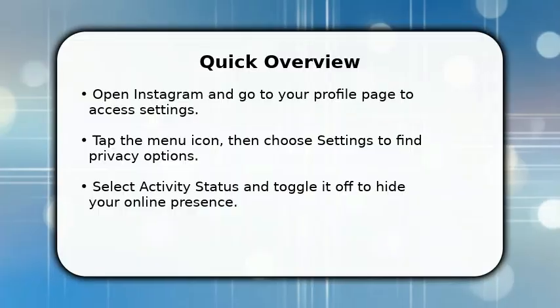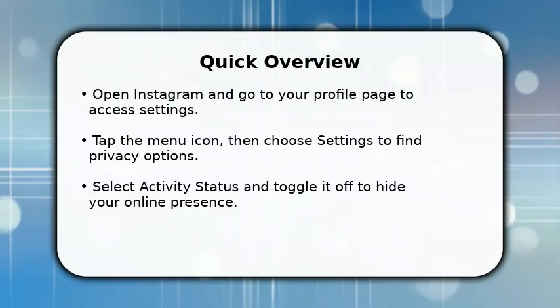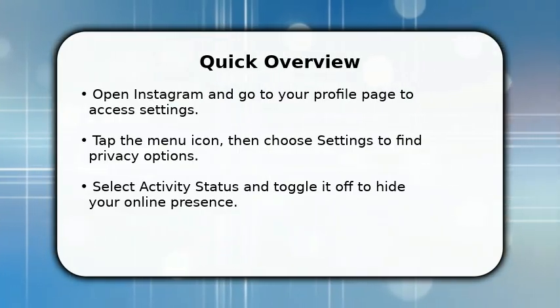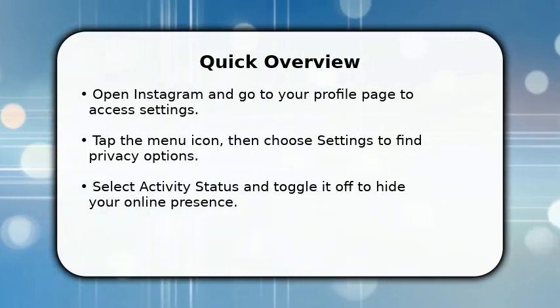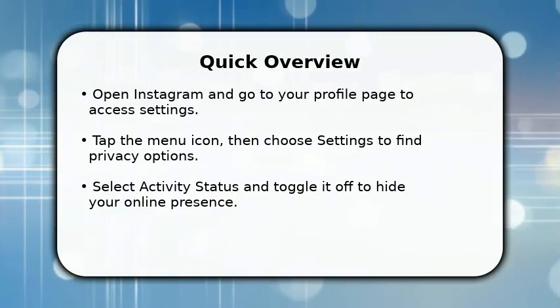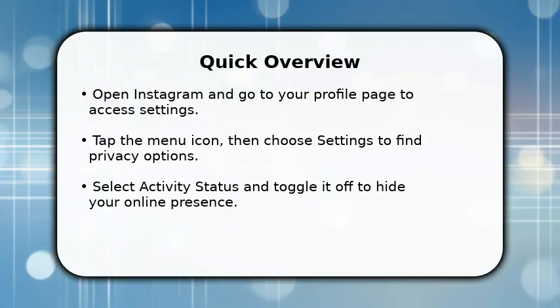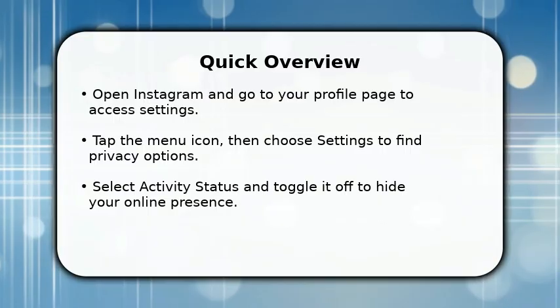Enjoy the video. In this video, I will explain how to hide online status on Instagram. First, open Instagram and go to your profile, tap the menu, then select Settings. Next, tap Privacy, choose Activity Status, and toggle off the switch to stop showing when you are active. Remember, this only hides your activity status and won't prevent seen receipts on messages.